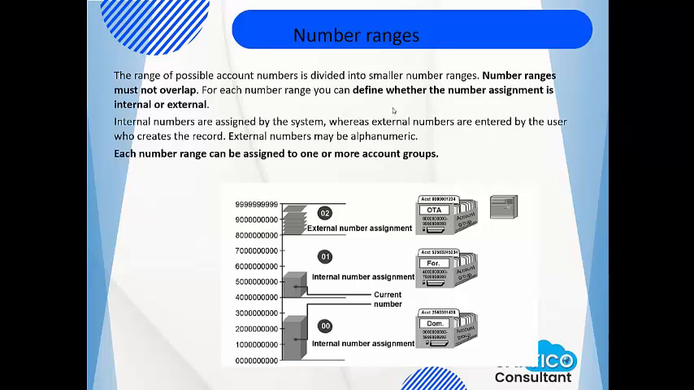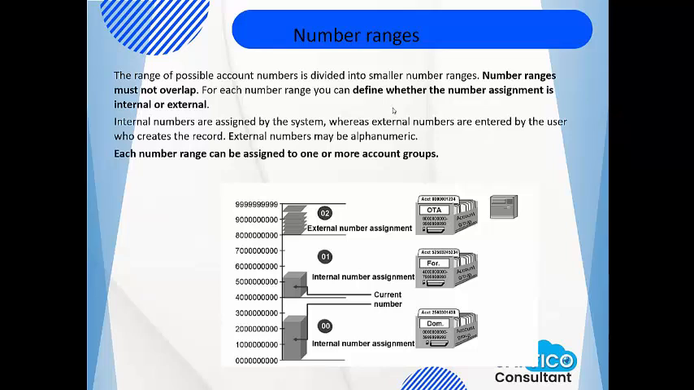But if you define the number as external, that means the system is expecting you to enter a number. The system will not automatically propose any number. But if it's already used, then it will throw an error that this number is already used. So that is the difference between internal and external. External numbers can be alphanumeric. An internal number cannot be alphanumeric.